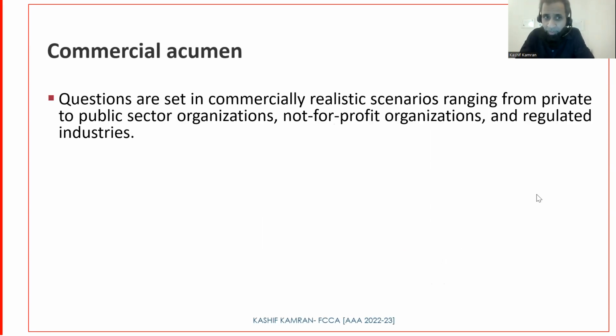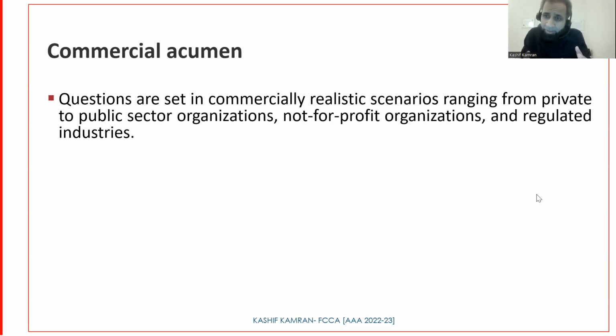Commercial acumen. Questions in the AAA paper are set in commercially realistic scenarios ranging from private to public sector organizations, not-for-profit organizations, and regulated industries. We have seen that when you look at the organizations in the AAA paper from question number 1 to 2 to 3, at times you find a listed company. At times you find a family business. At times you find a non-profit organization like a hospital, and so on.